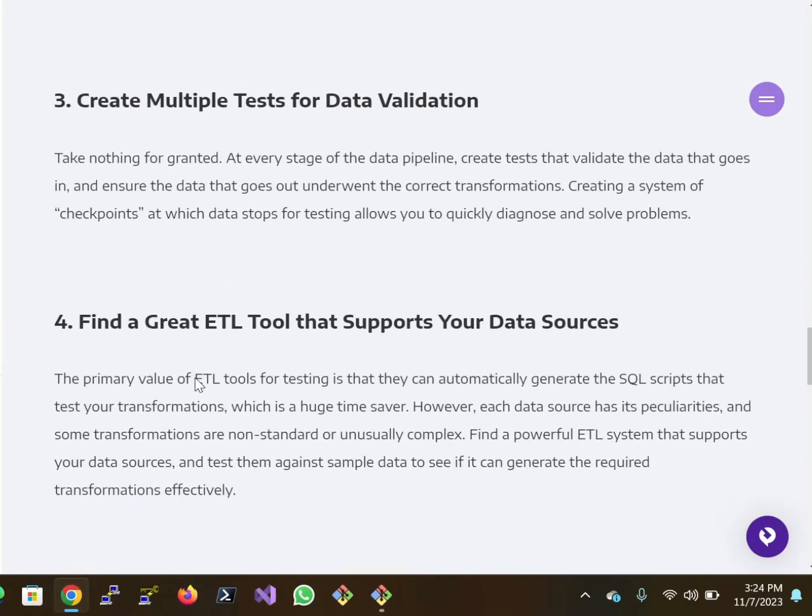The third point is create multiple tests for data validation. Take nothing for granted. At every stage of the data pipeline, create tests that validate the data that goes in, and ensure that the data that goes out underwent the correct transformations. Creating a system of checkpoints at which data stops for testing allows you to quickly diagnose and solve problems.